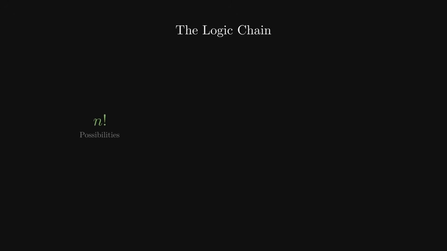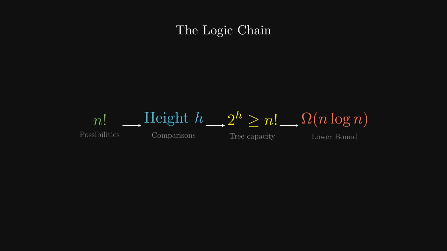So here is the logic chain. There are n factorial permutations. Any comparison sort is a binary tree with height h. That tree must fit n factorial leaves, meaning 2^h must be greater than or equal to n factorial. Therefore, the height h is mathematically bound by n log n.